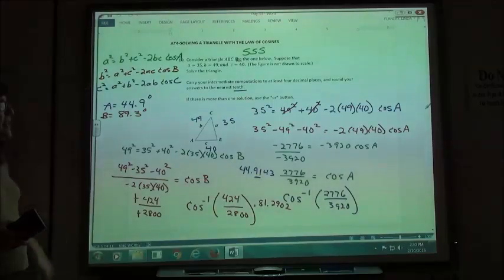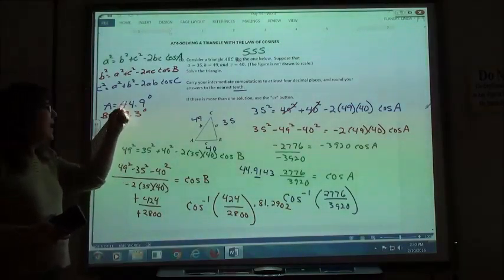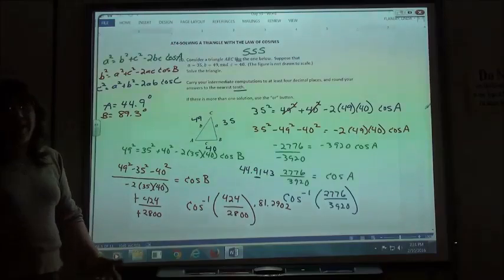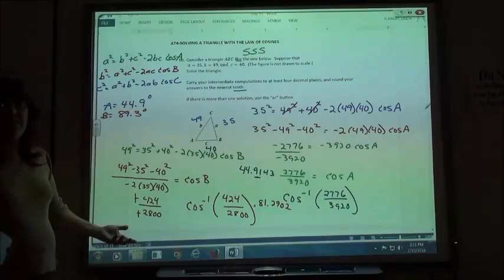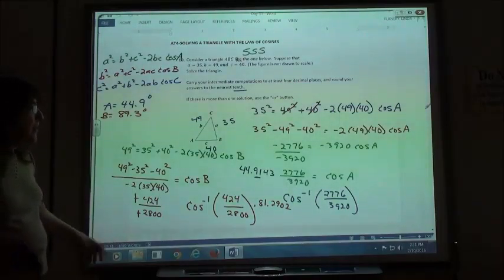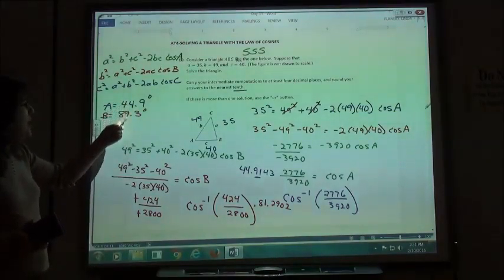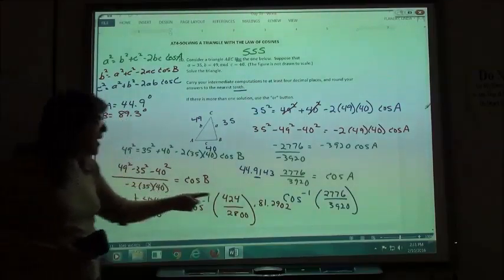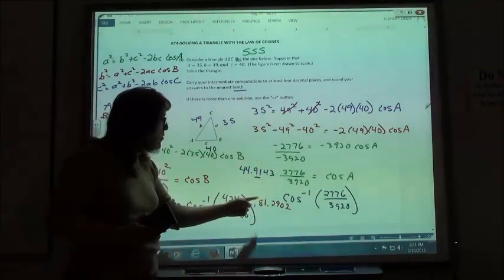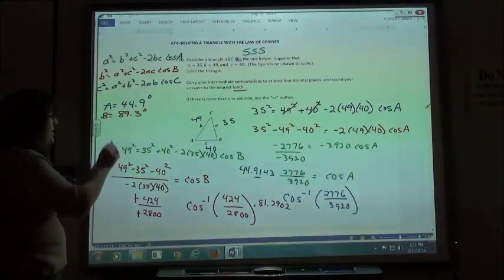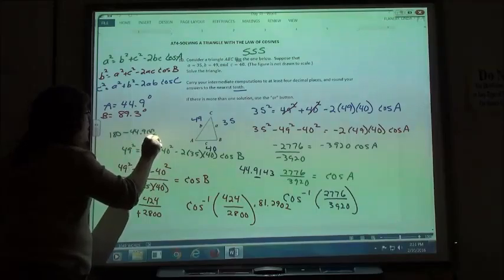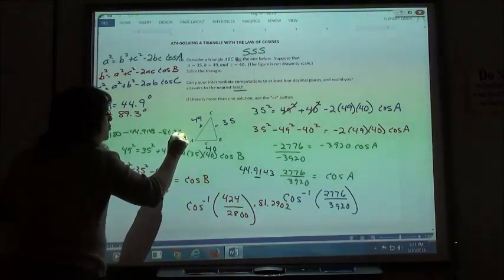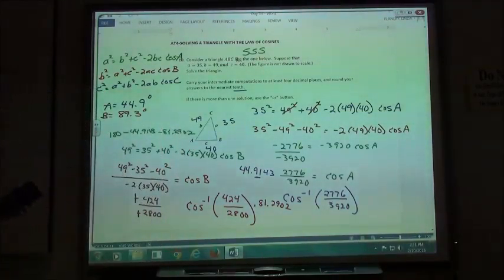and figure out angle C. But because I know what angle A is and what angle B is, I can take a shortcut to find angle C. In order to find angle C, I can just subtract from 180 degrees. However, be careful. Try not to use the rounded off values, and so use these ones before you round it off. So I'm going to go ahead and take 180 minus my 44.9143 minus my 81.2902, just so I don't get rounding errors on my final answer.